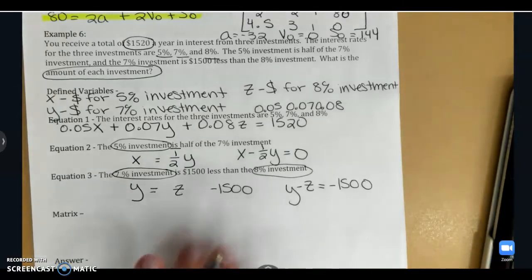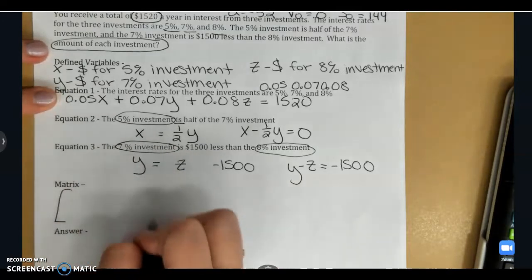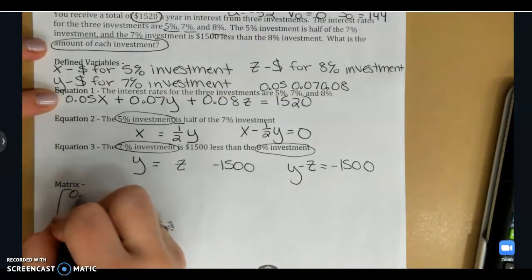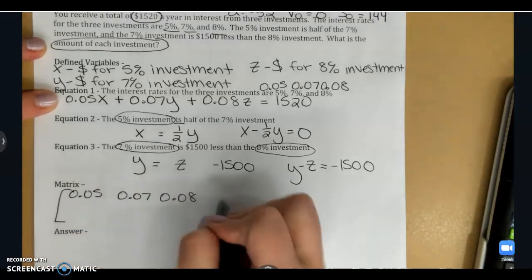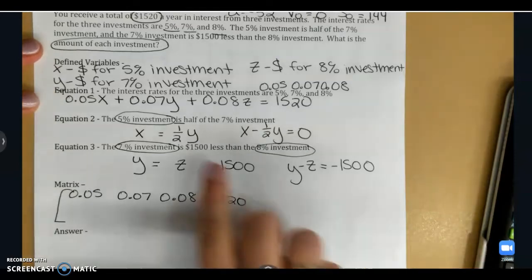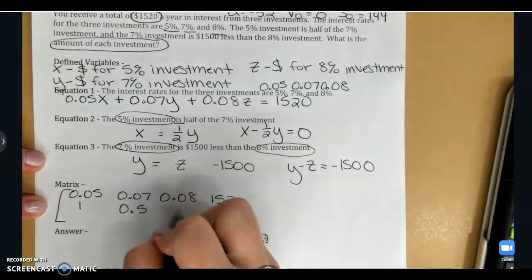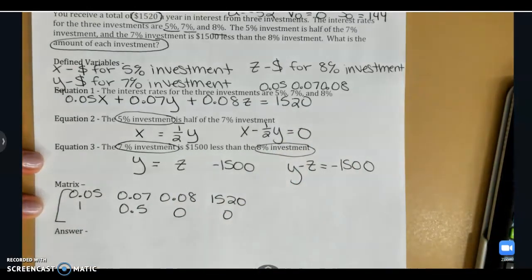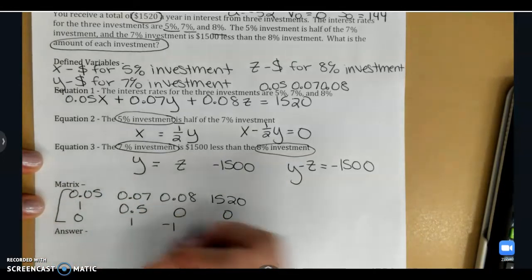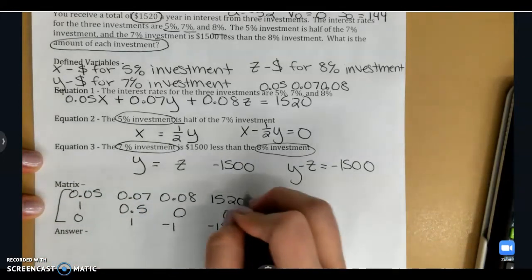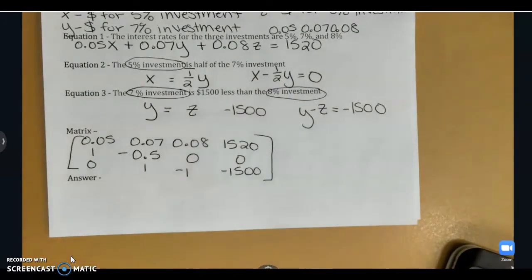Okay. So what is our matrix going to be? Remember, all of our x's, all of our y's, all of our z's, and then our constants. So that first one, x, y, z, constant. My second one, I'm going to have 1, negative 1/2. I have no z's, and that equals 0. Then my last one, I have no x, 1y, negative 1z, negative 1,500. The second row should actually be negative 1/2 because I had the minus 1/2 y.